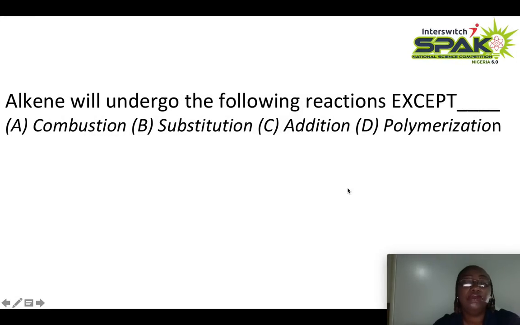Alkenes undergo the following reactions except: combustion, substitution, addition, or polymerization. So which one will alkenes not undergo? We have our answer, substitution. Alkenes undergo combustion, addition, and polymerization, but they do not undergo substitution.